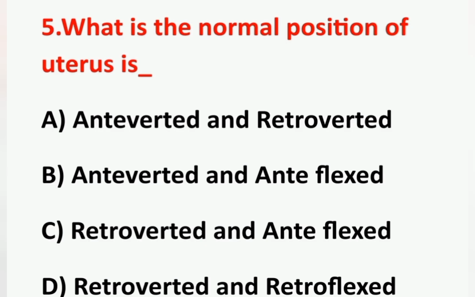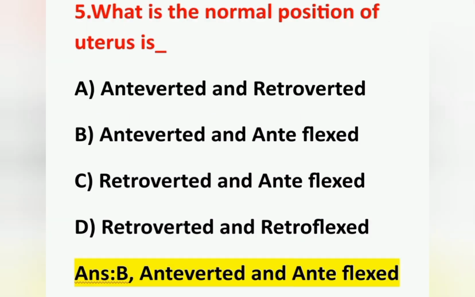The next question, what is the normal position of uterus? Options are option A, anteverted and retroverted, option B, anteverted and anteflexed, option C, retroverted and anteflexed, option D, retroverted and retroflexed. Normal position of uterus is anteverted and anteflexed. Option B is correct, anteverted and anteflexed.